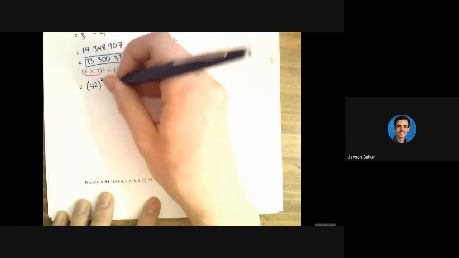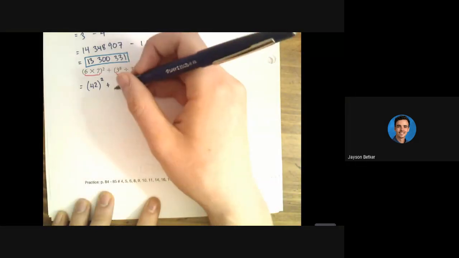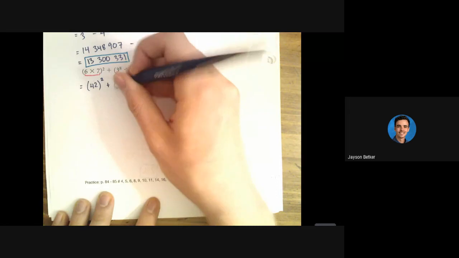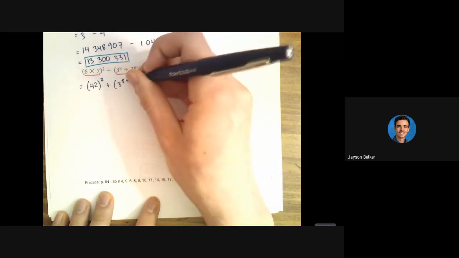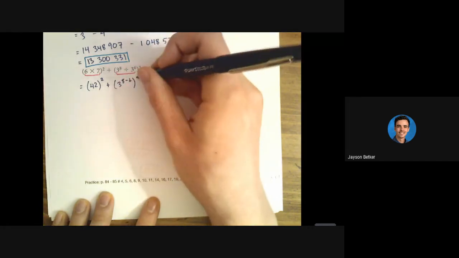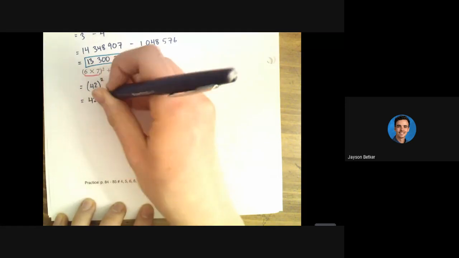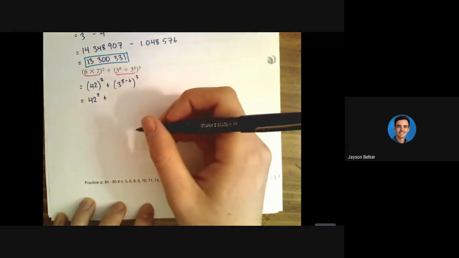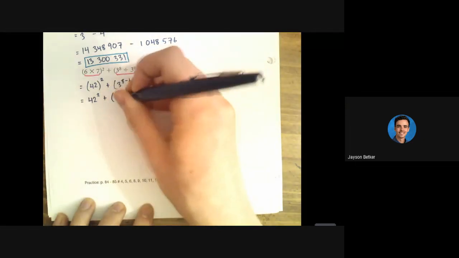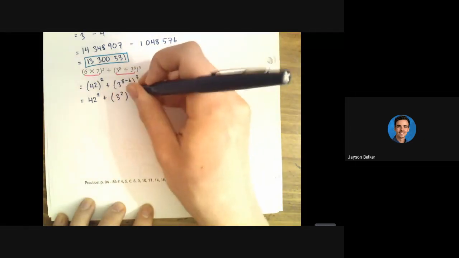6 times 7, mental math, go. 42. Okay, 42 squared. Plus, when we have 3 to the 8 divided by 3 to the 6, remember that means it's 3 to the 8 minus 6. That was in our notes yesterday or two days ago, in our last lesson. So we're going to keep writing out this 42 to the 2, but we're going to evaluate what's going on in here. 3 to the 8 minus 6, that is 3 to the 2, and it's raised to another 3.